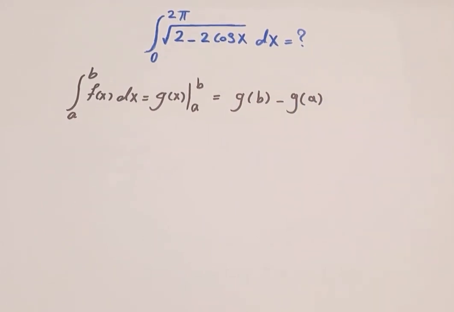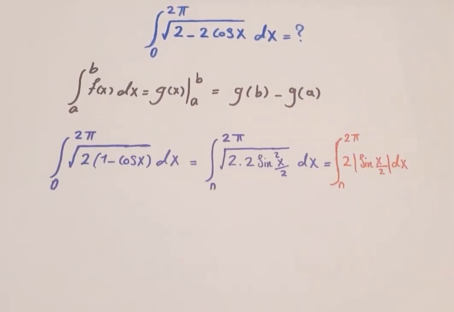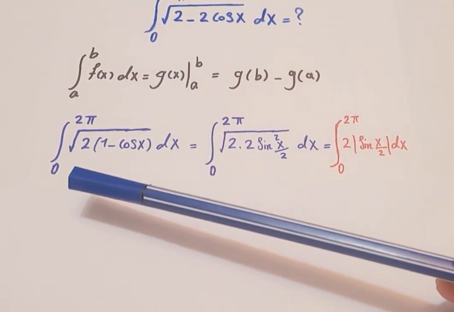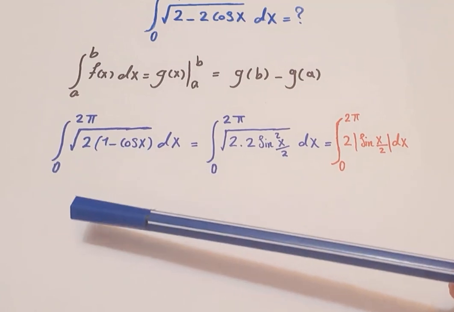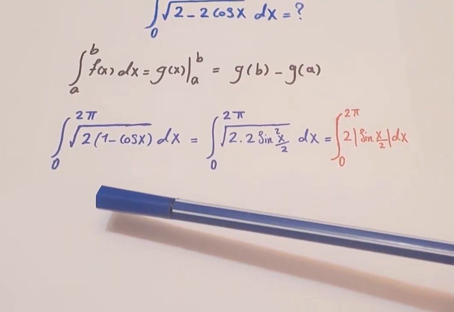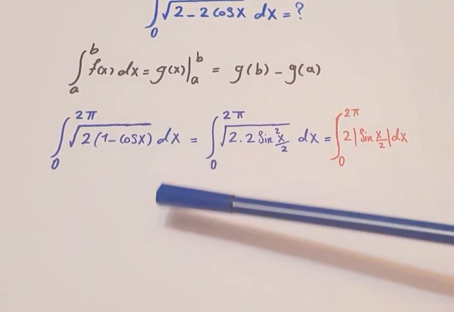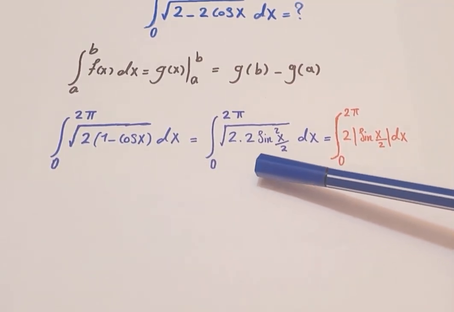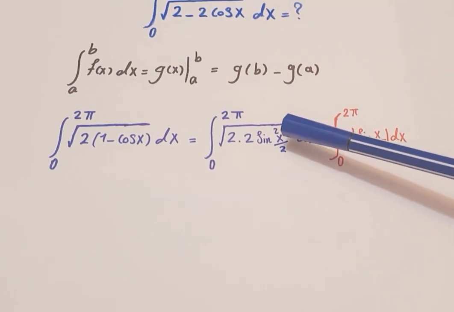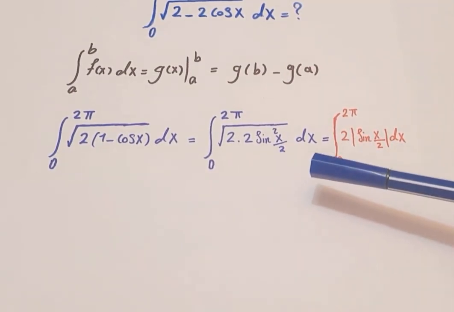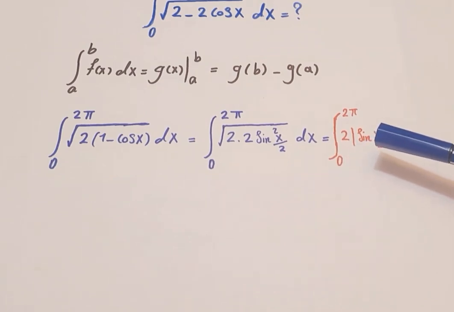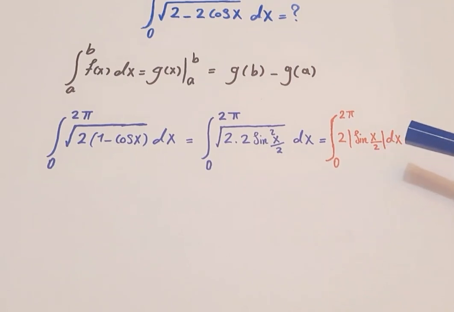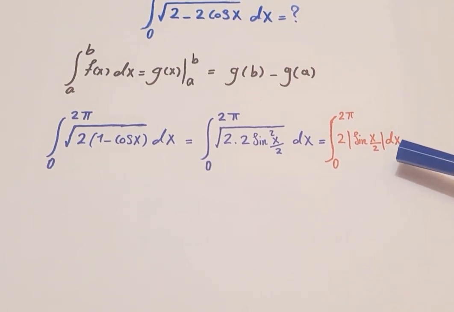Now, for our integral, I can factor 2 and write the integral from 0 to 2 pi of the square root of 2 times 1 minus cosine of x dx. And you know that 1 minus cosine of x is equal to 2 times sine squared of x over 2. So the answer will be equal to the integral from 0 to 2 pi of 2 times the absolute value of sine of x over 2 dx.